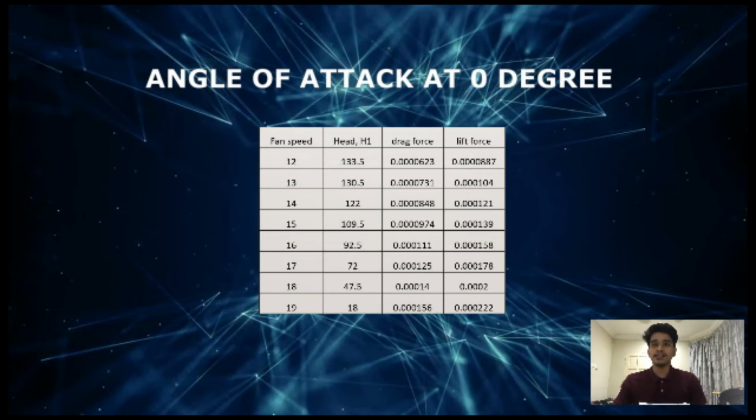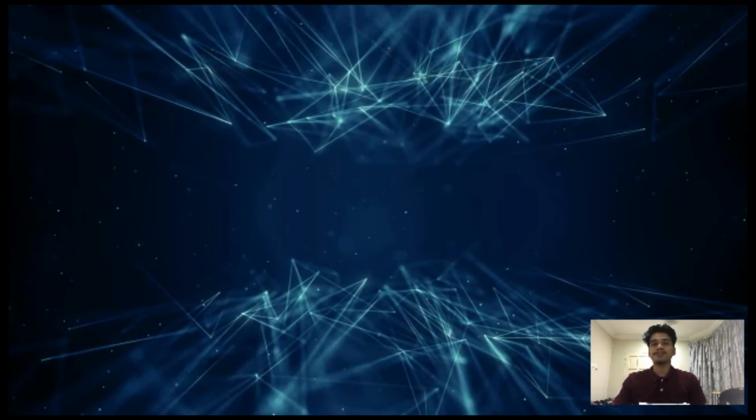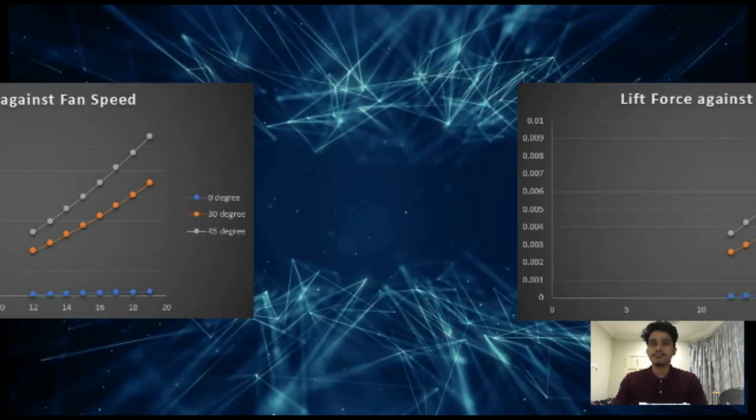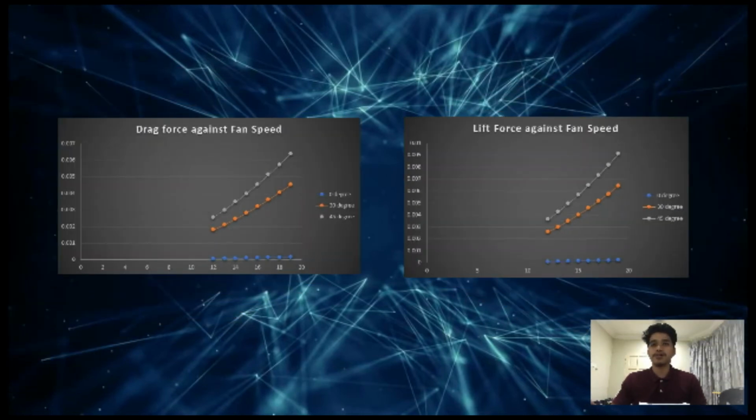So we can plot the graph of lift force and drag force against fan speed. As you can see, based on the graph, as the fan speed increases, the drag and lift force also increase. The bigger the angle of attack, the higher the drag and lift force.